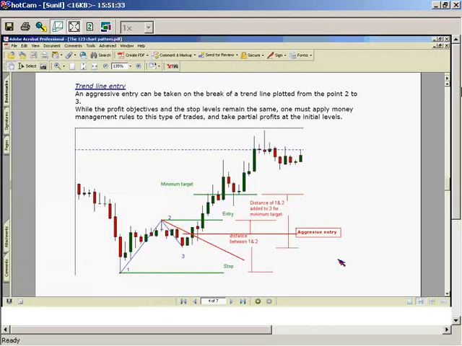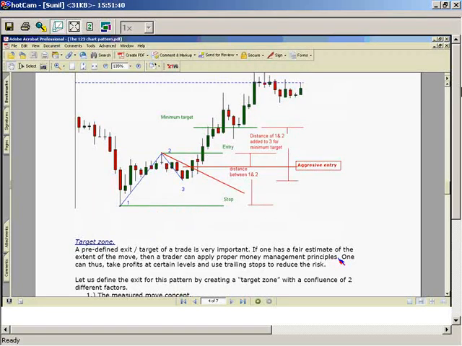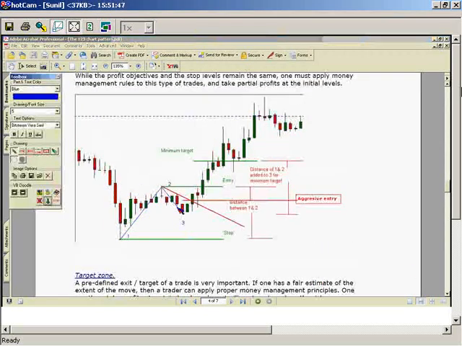Right? So we are looking at simple risk to reward ratios. Okay, now aggressive entry. You can plot a trend line on all the bars between 2 and 3. Take the highs of all the bars between 2 and 3 and plot a trend line on the highs, which will give you a better entry. Now this technically is an aggressive entry.